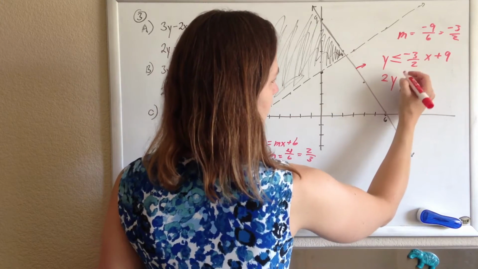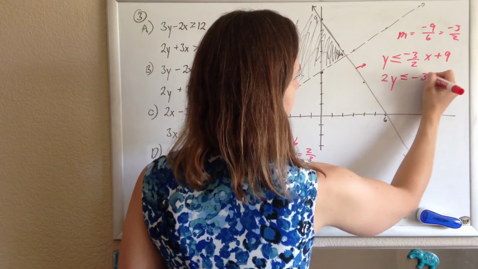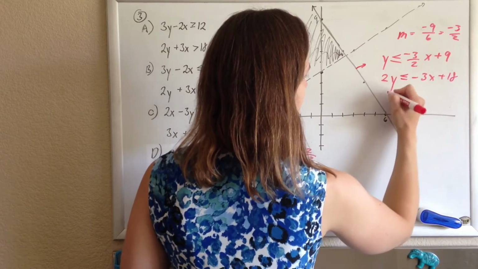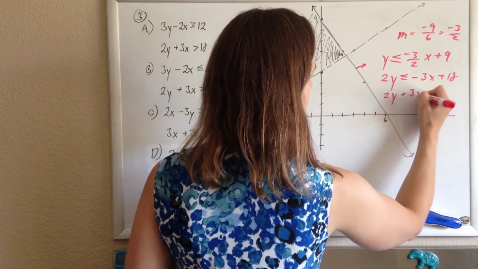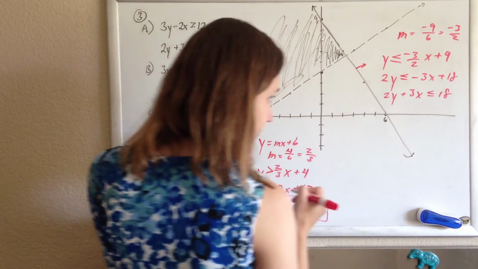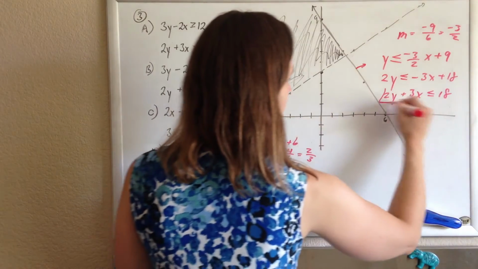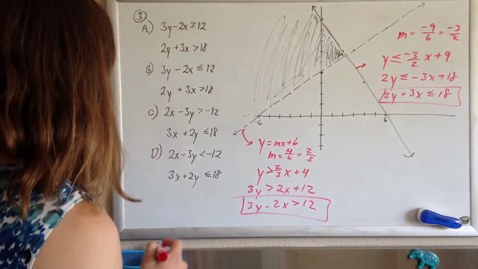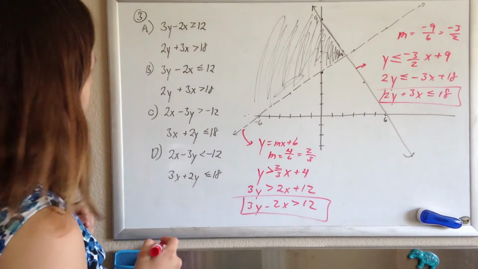Multiplying everybody by 2, we get 2y is less than or equal to negative 3x plus 18. So 2y plus 3x is less than or equal to 18. And so these are our two inequalities. So let's see if these match anything here.